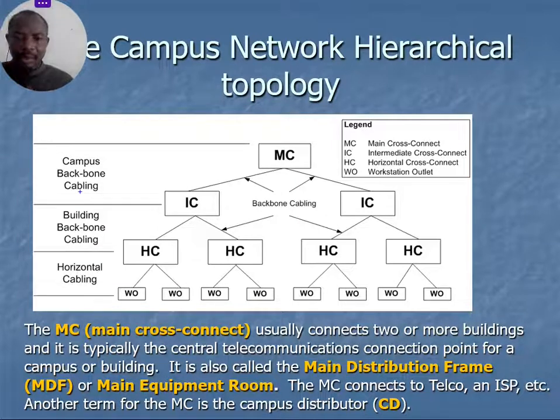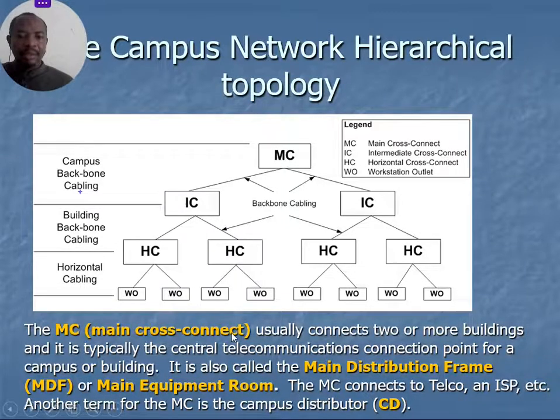Now let's quickly take a look at this one, the intermediate cross connect, in another building. Intermediate cross connect in another building. Then you take two horizontal cross connects. Here also you use another horizontal cross connect. From every horizontal cross connect, you move to the workstation. All these lines are cabling, okay? The backbone cabling. These are the cabling.